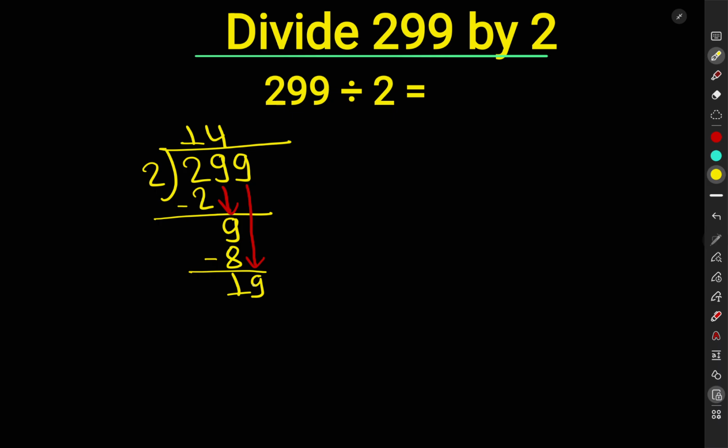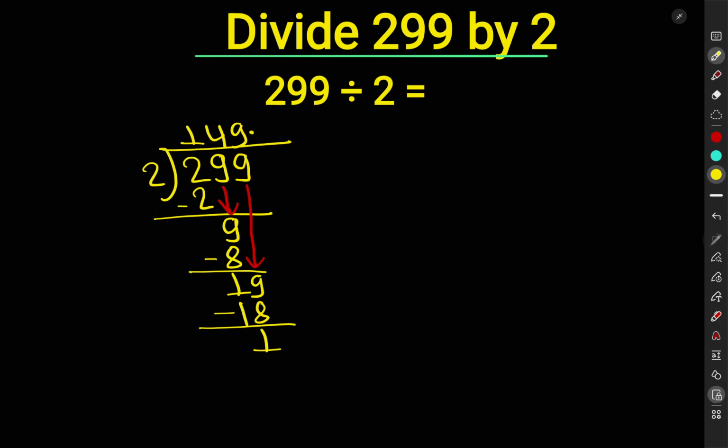So it became 19 and 2 times 9 means 18. On subtracting we get 1. So now this 1 is less than 2 and there is no other number beside.